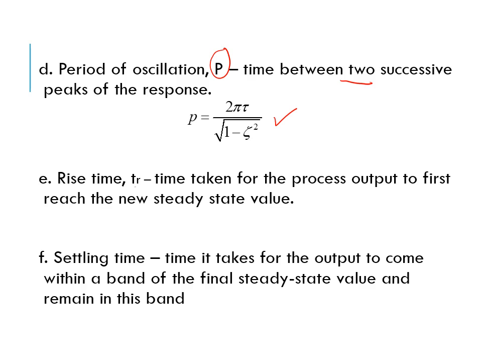And then the rise time, also known as TR. The rise time is the time taken for the process output to first reach the new steady state value. And finally, the settling time. Settling time is the time it takes for the output to come within the band of the final steady state value and remain in this band.